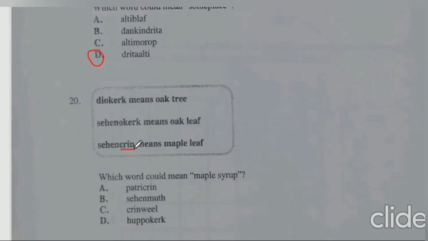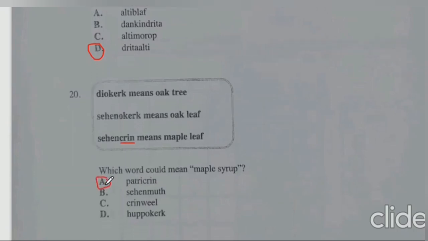So Krin is at the end because as you can see, oak tree, this word looks like it's flipped in a way. So the first English word comes to the end of this artificial language. So maple will now be at the end of this artificial language. We have maple in the options here in the English words, but we don't have syrup. So we're going to look for where we have the artificial language or phoneme for maple, which is Krin, and see which word down here ends with Krin. That could mean maple syrup. The only one I see is Patrick Krin. So this would be the correct option for the word that could mean maple syrup using the artificial language.